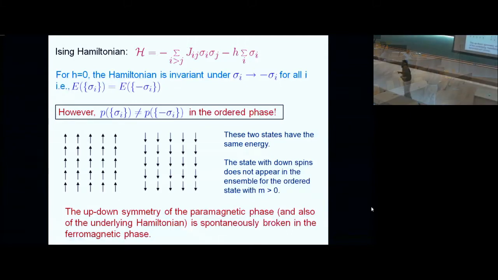The fact that the Hamiltonian has this up-down symmetry basically means that there is no bias as to whether it will go into the plus M sector or the minus M sector. Which one the system will choose will depend on fluctuations, ambient fluctuations and things like that.